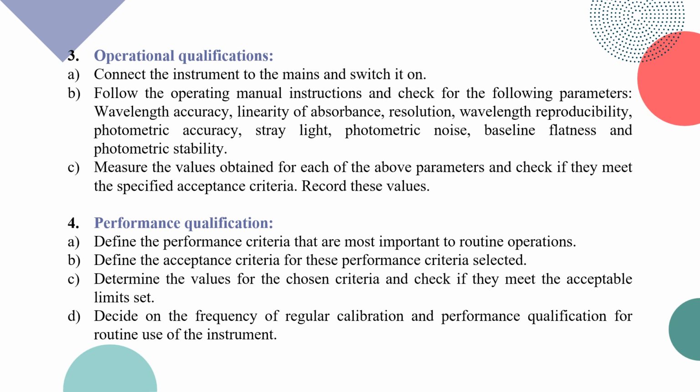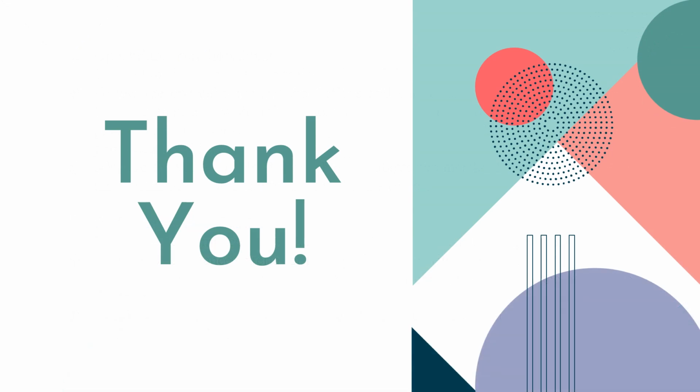The next is the performance qualification. In the performance qualification, we have to check the overall performance of the instrument. To check it, we need to define the performance criteria which are very important to perform routine operations. Define the acceptance criteria for the selected performance criteria. Then determine the values for the chosen criteria and check whether they meet the acceptable or standard limit which we set. Then decide on the frequency of regular calibration and performance qualification for the routine use of the instrument.